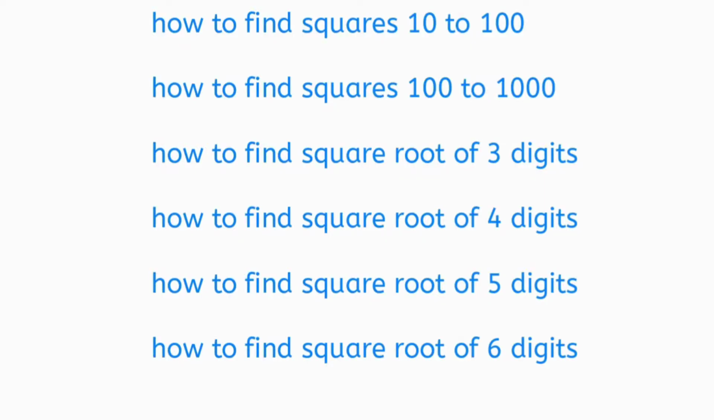In this section, I will give examples of how to find squares 10 to 100, how to find squares 100 to 1000, how to find the square root of 3 digits, of 4 digits, of 5 digits, and of 6 digits. Let us start. The first one is how to find squares 10 to 100. Let us see some examples for better understanding.